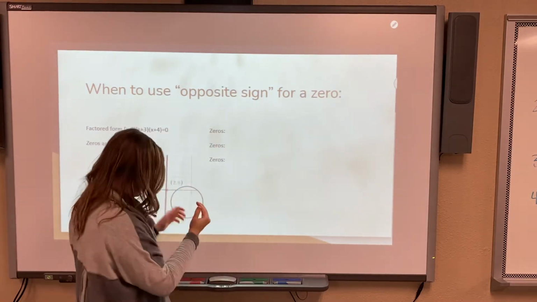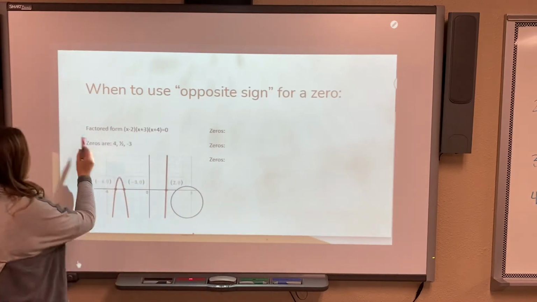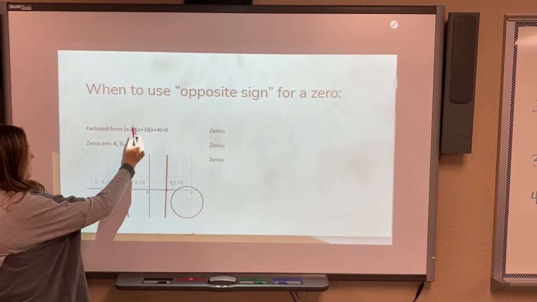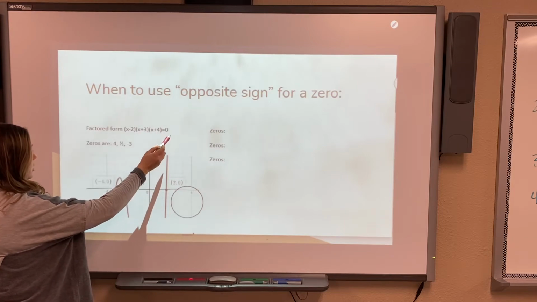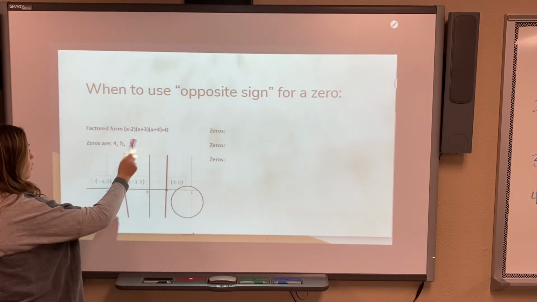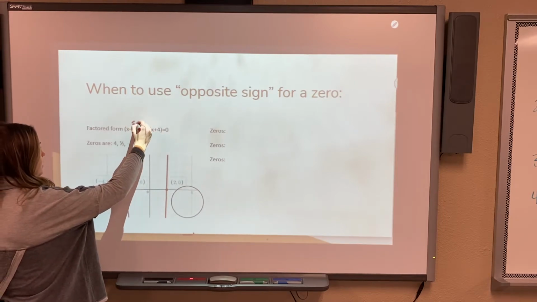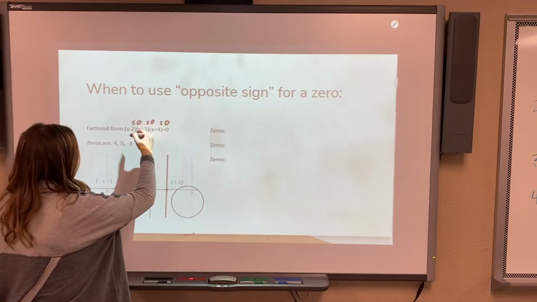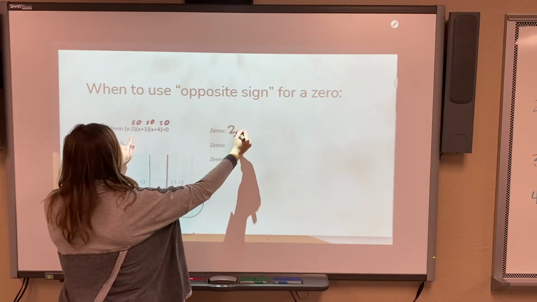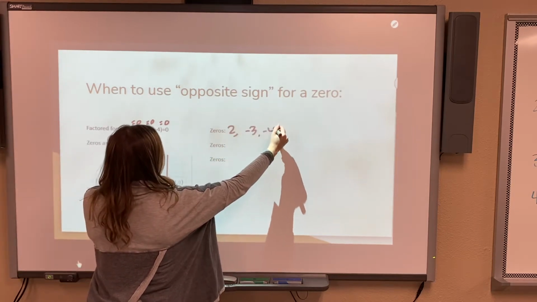So if we have a factor, like this one, if it's in factored form, if we have x minus 2, x plus 3, x plus 4 is equal to 0. Here, when it's in factored form, our zeros are, this is where we take the opposite sign. So this we set equal to 0, this we set equal to 0, this we set equal to 0. So our zeros would be a positive 2, a negative 3, and a negative 4.